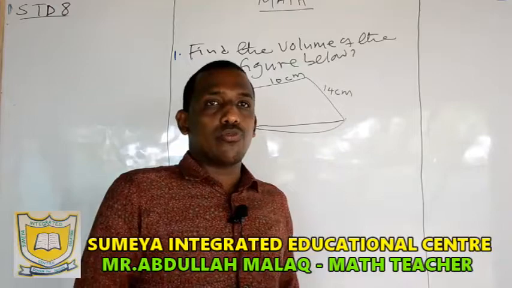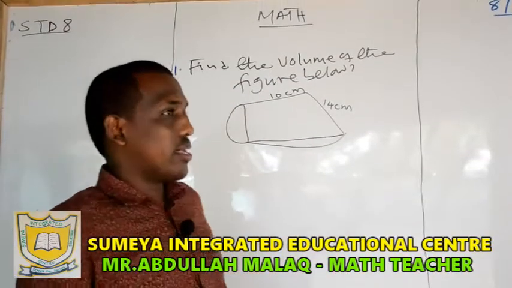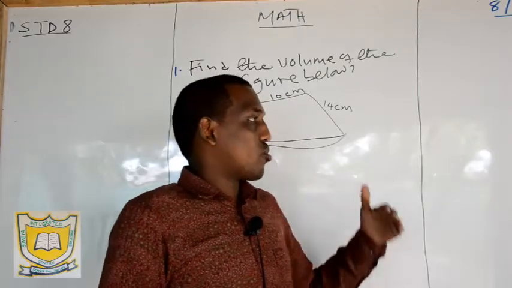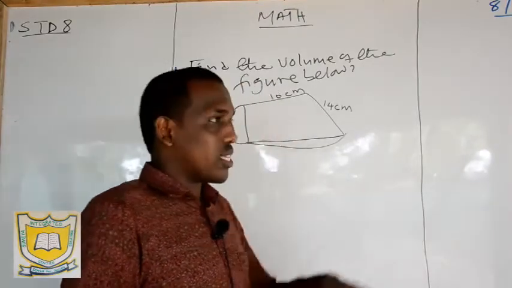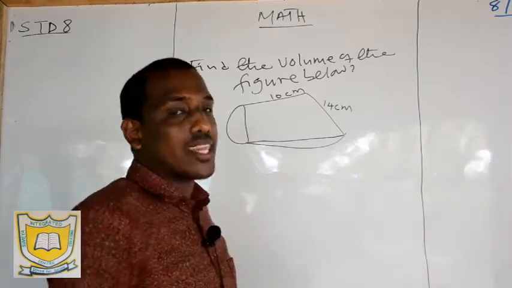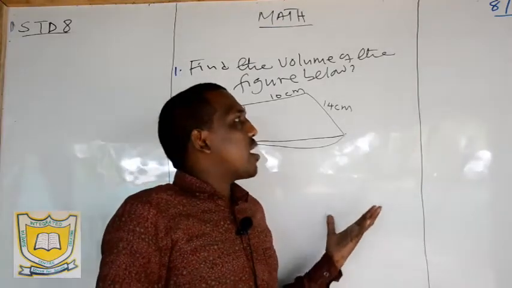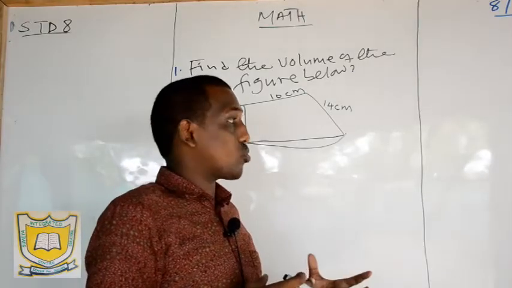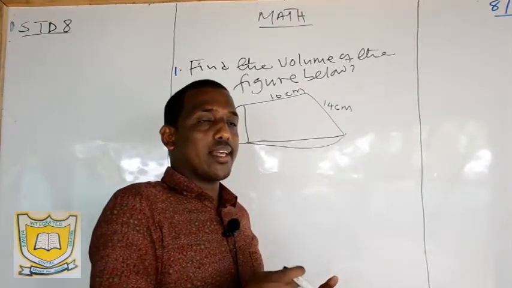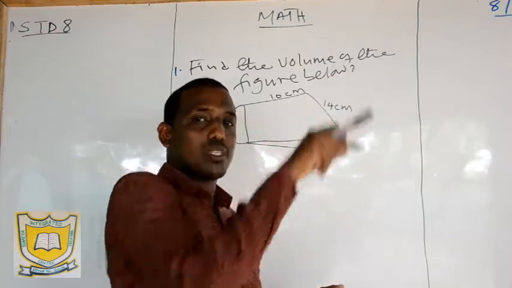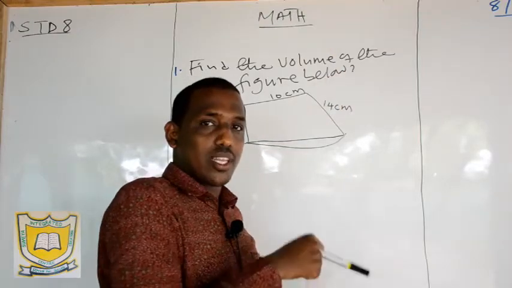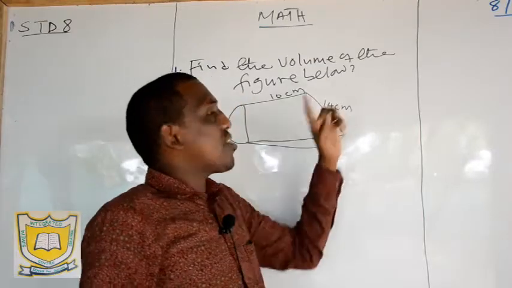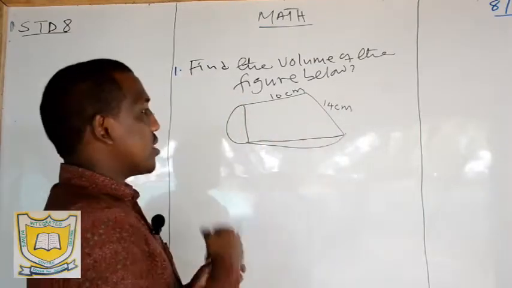Remember, we have been dealing with volume, whereby we did the volume of a triangular prism, where we said the formula is cross-sectional area times length. You get the area of the right angle, you multiply it by the length. We also did the volume of a bread, whereby we said the formula is cross-sectional area times length. You get the area of the semicircle, you get the area of the rectangle, then you multiply it by the length. Today we shall be looking at the volume of the solid, half solid.